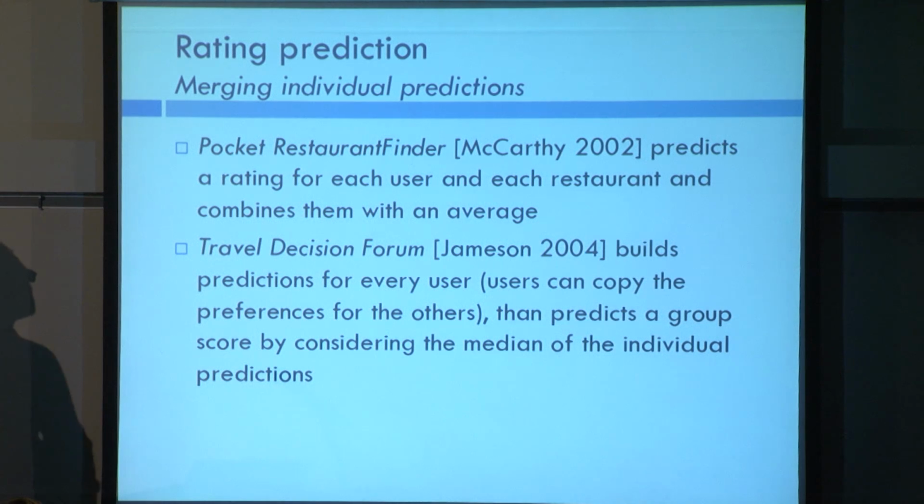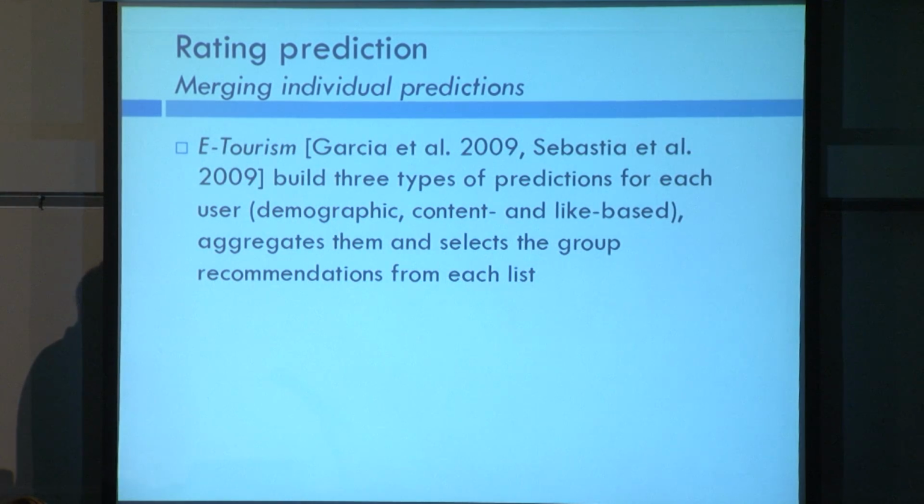Pocket Restaurant Finder predicts a rating for each user and for each restaurant and combines them with an average, as I said earlier. Instead, the Travel Decision Forum builds predictions for each user, and as you remember from earlier, users also can copy and view the preferences of the other users, and then it predicts a group score by considering the median of the individual predictions. Eturism, which is a group recommender system that was developed and presented in 2009, builds three types of predictions for each user, which are demographic, content, and like-based, and aggregates them and selects group recommendations from each list.